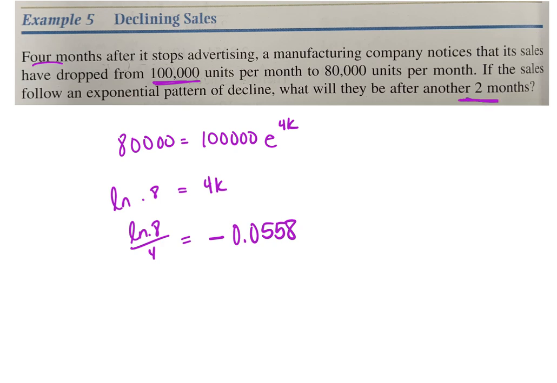After another 2 months, pay attention to your wording here, all right? So pay attention to your wording. So I would say, if the sales, what will they be? I'm looking for this guy here. I'm looking for my y. I know my initial is 100,000. e to the 2 more months. Yeah, so we're going to say 6k there. And our k, of course, we already know. 0.0558.